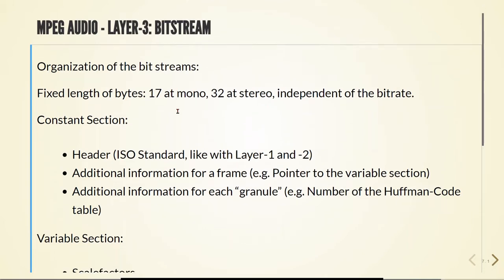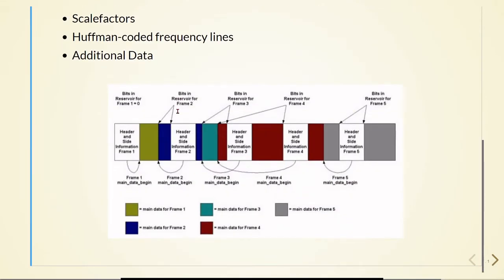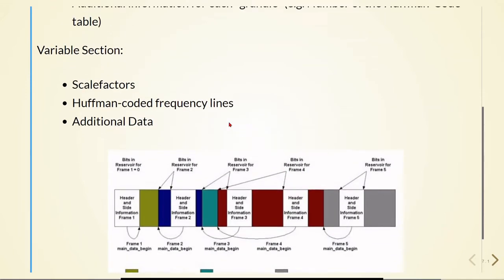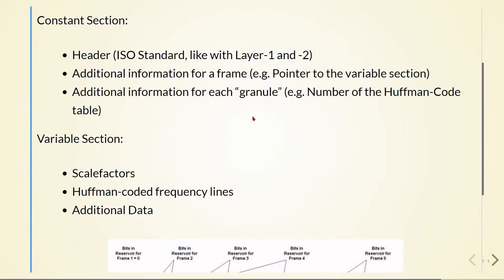And we take a look here also. We see the header, some side information, and then some bits in the reservoir, and it can be divided. So main data for frame 2: there's some information here, some information here. So this is what we were discussing.